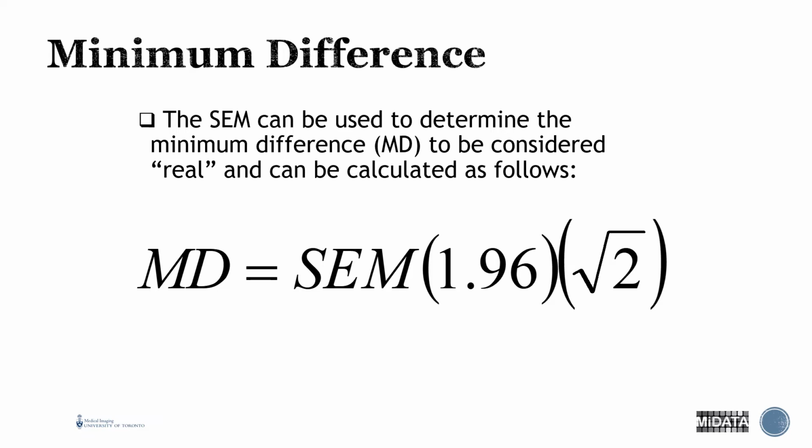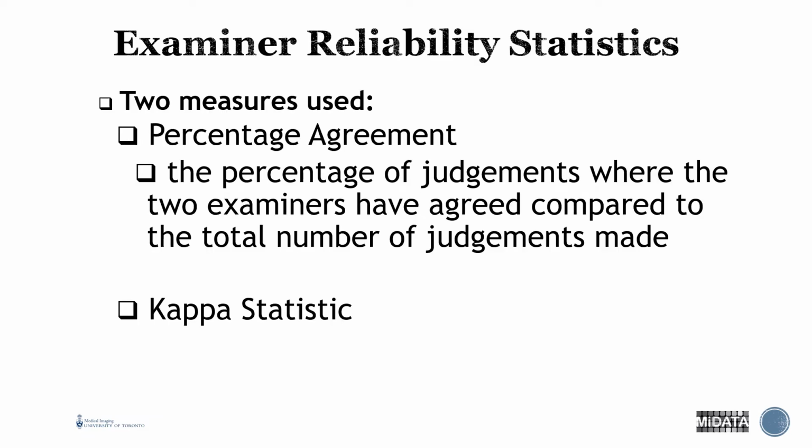Let's now consider examiner reliability statistics. There are generally two measures used. The first one, and the most obvious, is percentage agreement. So it's the percentage of judgments where the two examiners have agreed compared to the total number of judgments made. The second one is the Kappa statistic, which I'm sure most of you have heard of already.